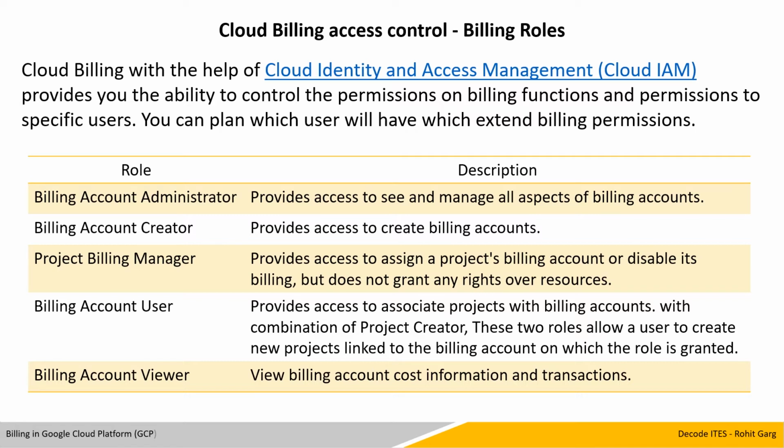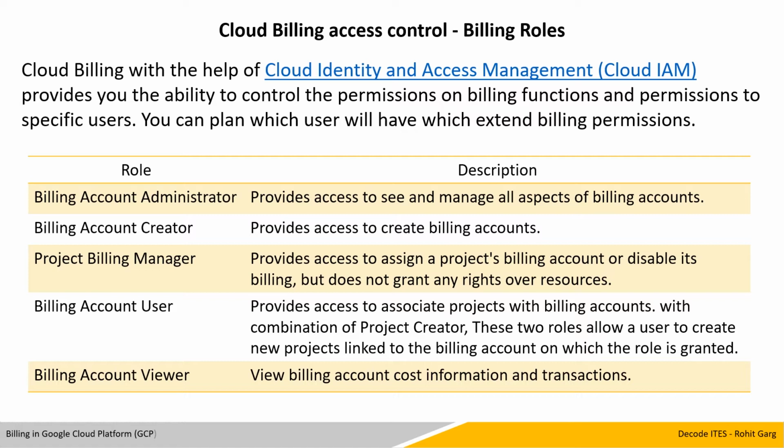working functionality. Cloud billing, with the help of Cloud Identity and Access Management, provides you the ability to control the permission on billing functions and permission to specific users. It means you can choose which users will be working on which function and which rights need to be given. You can plan which user will have which extent of billing permissions.